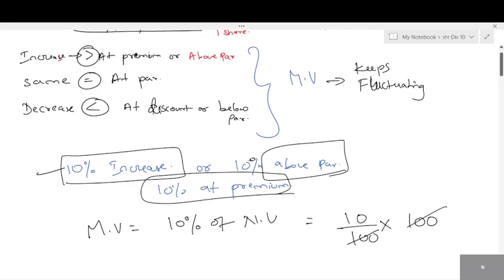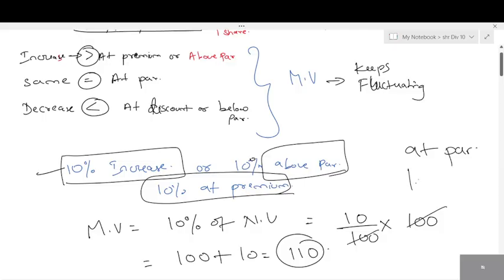Increase, right? So what's the answer, student? Yes, what's the answer? 100 plus rupees 10. What will be the nominal value, market value now of each share? 110. So increase, decrease, at premium. Sometimes they'll mention at par. At par is equal. If nominal value is 100, even market value also will be 100. This is the meaning of at par.